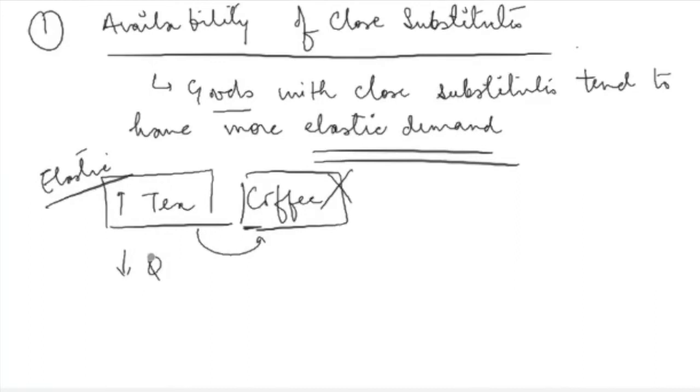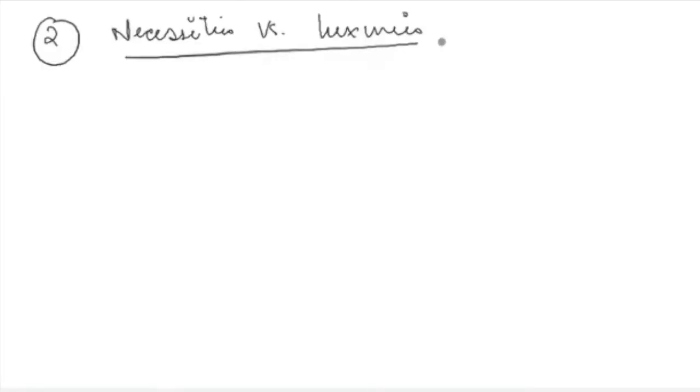So we say that whenever a good has close substitutes, the demand is elastic, because there will be higher changes in quantity in response to the change in prices. Then the second is, there are some commodities that are necessities in our lives, which are something that we want to consume and have to consume for our survival, like food, like clothes.